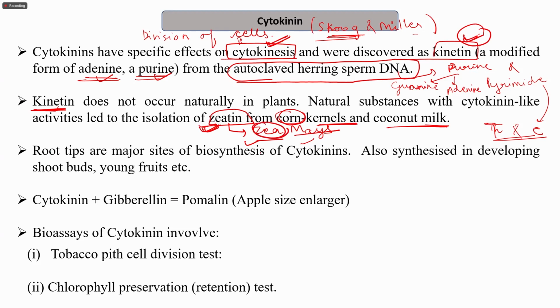Root tips are the major site for the synthesis of cytokinins. This is important. They are also synthesized in developing shoot buds, young fruits, etc. Cytokinin plus gibberellin forms pomelin, which is apple size and larger. Bioassays involve the tobacco pith cell division test and the chlorophyll retention test. So these are the bioassays for cytokinin. You need to remember these names.